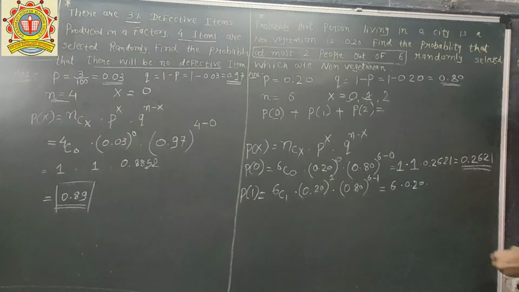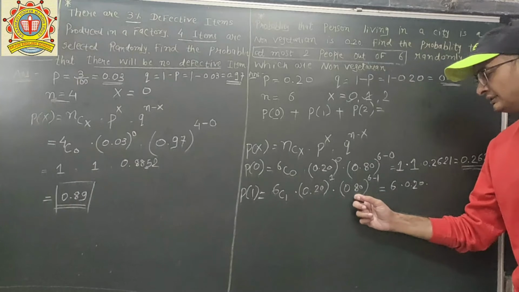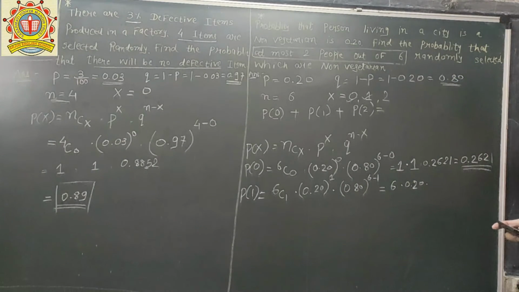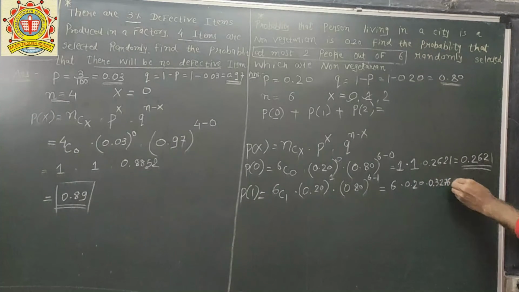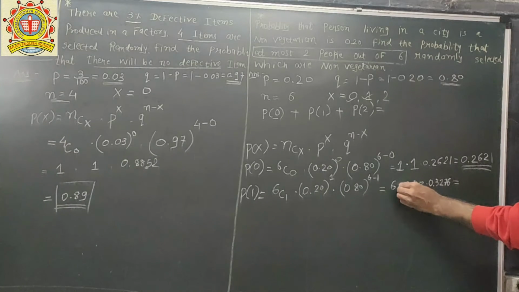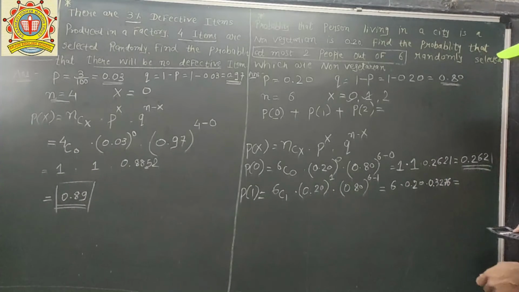Multiplied by 0.80 raised to 6 minus 1, that is 5. 0.80 raised to 5 is 0.3276. So if I multiply these three values, 6 multiplied by 0.20 multiplied by 0.3276, the answer is 0.3932.